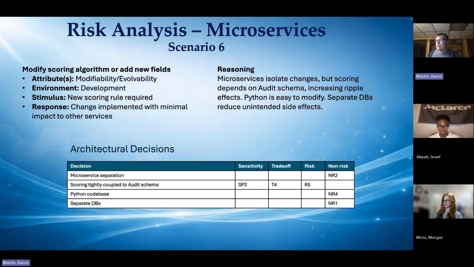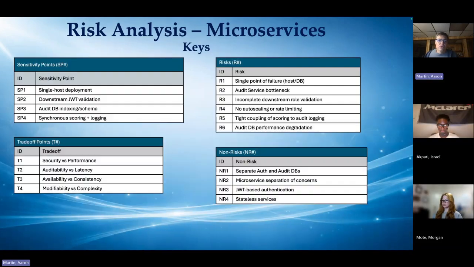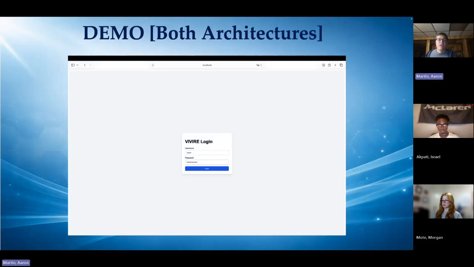And then finally, the 6th scenario is a change to the algorithm for scoring. Microservices isolate changes well, but scoring still depends on the audit schema. Some updates ripple across the services, even though separate databases reduce unintended side effects. All right, so those are the tables, and we can get into the demo situation.